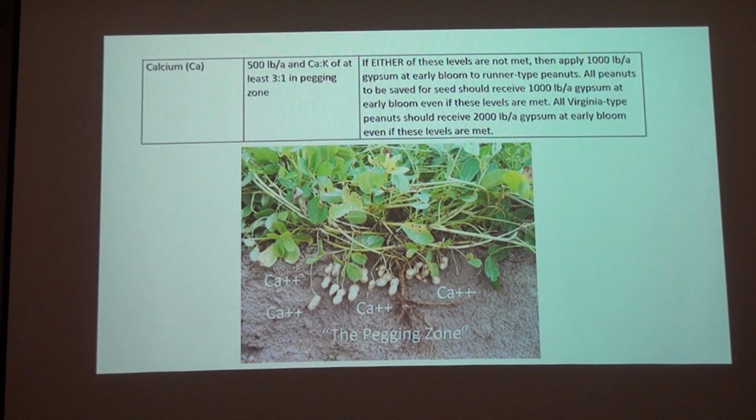So we say early bloom, so what, 30, 35, 40 days after planting. When you get out to like 70 days and haven't put gypsum out, you might be getting a little too late. So I guess timing of gypsum would be another mistake. I don't know how common that is, but it could be a mistake you make in the area of calcium.